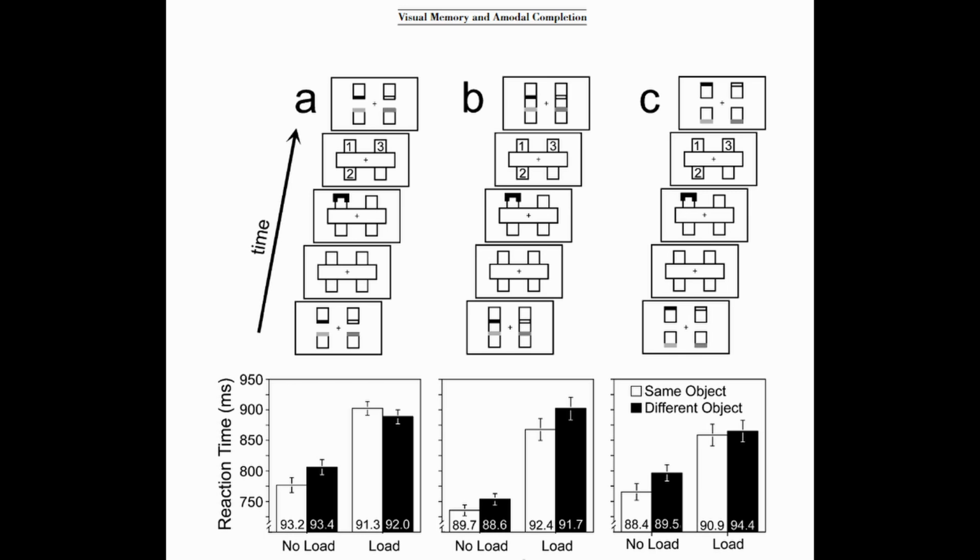Experimental design. Three experiments were conducted to investigate the relationship between VSTM and amodal completion. Experiment 1, procedure. Participants viewed 4 rectangles on a screen, which were then partially occluded by a gray block. Before the occlusion, color patches appeared at the ends of the rectangles, and participants were asked to either remember these colors, the load condition, or ignore them, the no load condition.